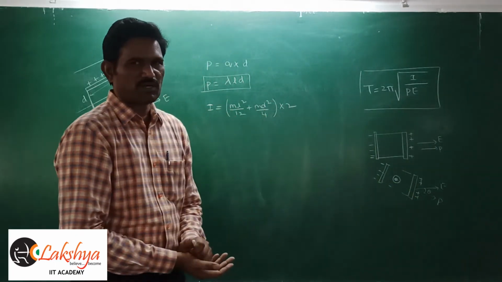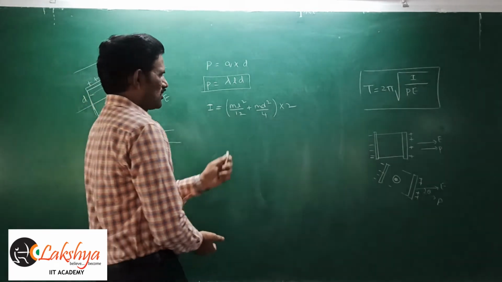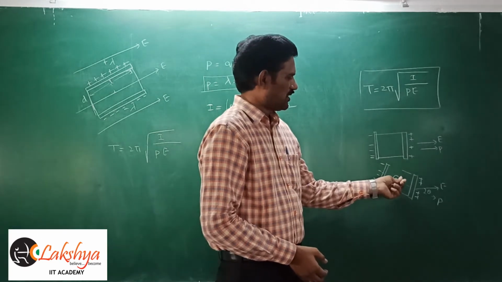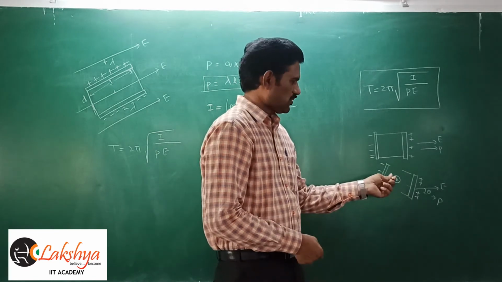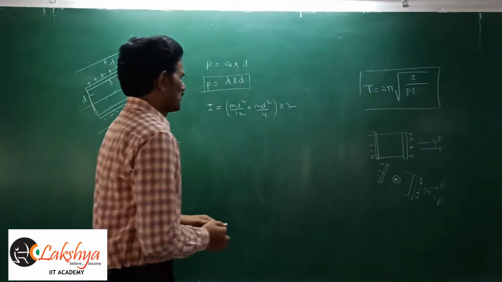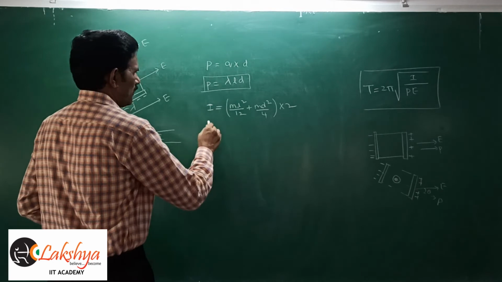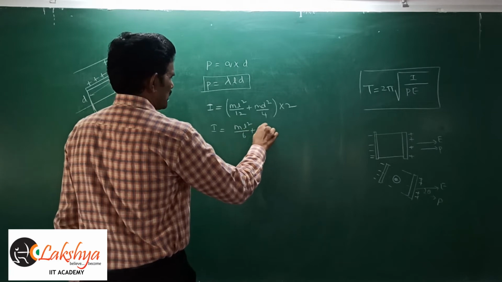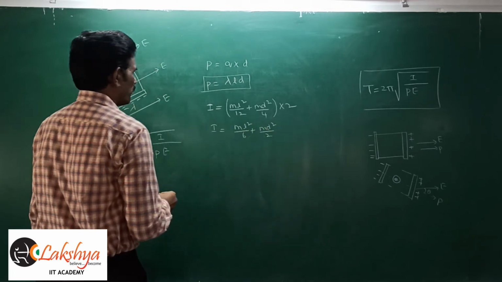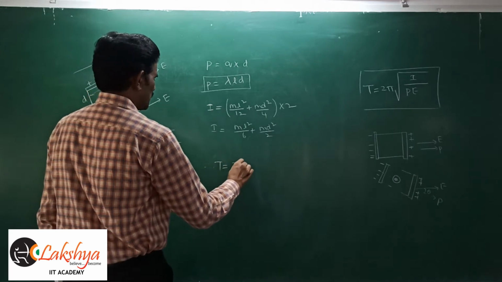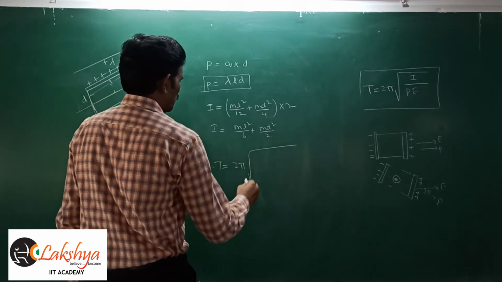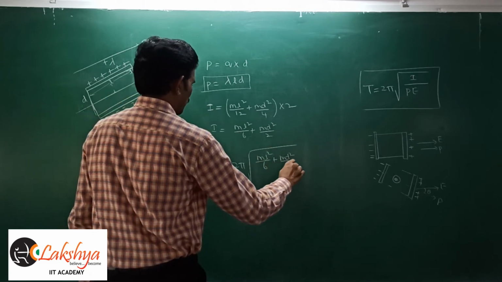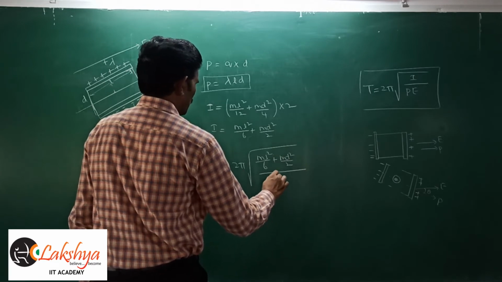So about that axis, now I am writing the moment of inertia of the system. For one rod, it is about this axis, perpendicular to this plane, so I can write ml square by 12 plus md square by 4. Multiplying by 2, because two such rods are there, it becomes ml square by 6 plus md square by 2. Therefore, the time period is T equal to 2 pi into under root of (ml square by 6 plus md square by 2) by p into l into d.